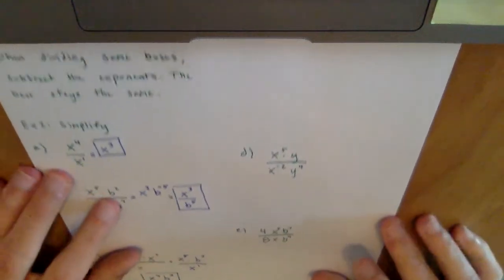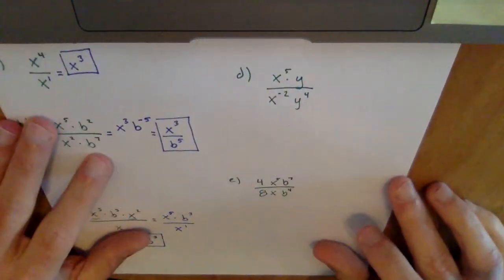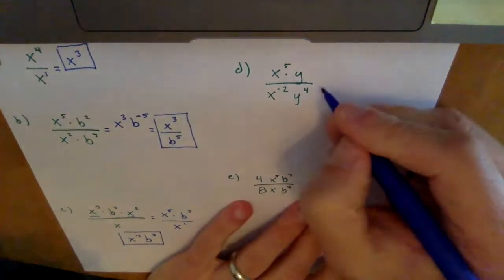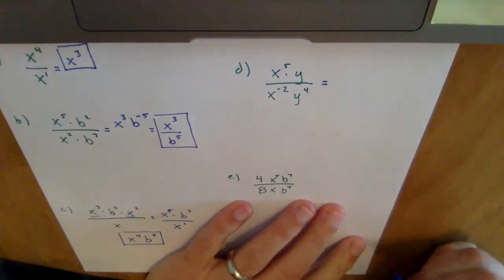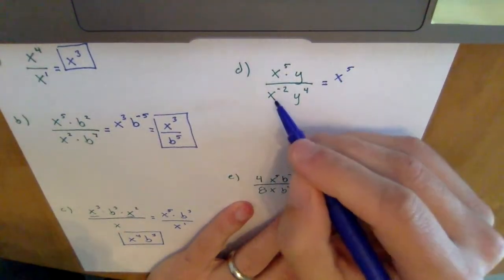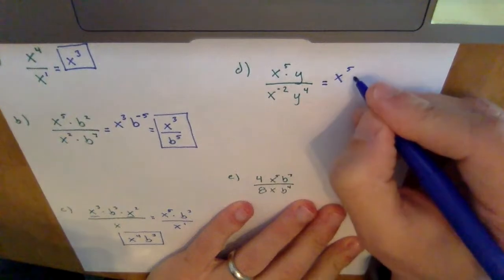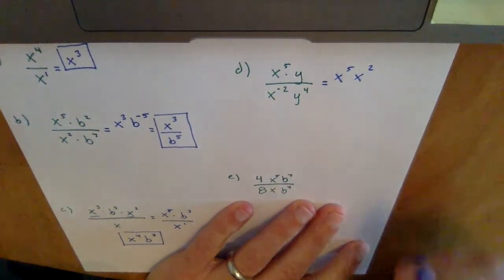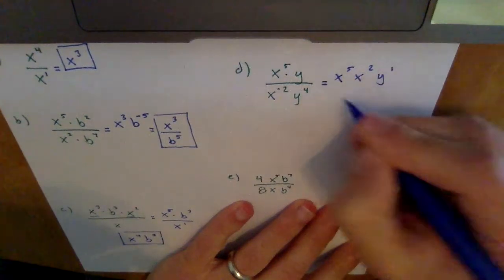Moving on to letter D. There's a couple ways we can do this one here for letter D. Notice I have a negative exponent in this one, right? Because I have an x to the negative 2 on the bottom. I can make that positive first and then start to simplify this. So I'm going to rewrite it as x to the 5th. That stays where it is. This x to the negative 2, I'm going to move it up top to make it x to the positive 2 power. And then the y's I haven't touched yet.